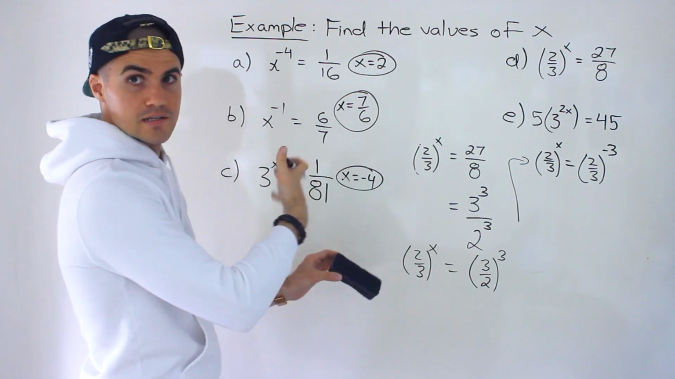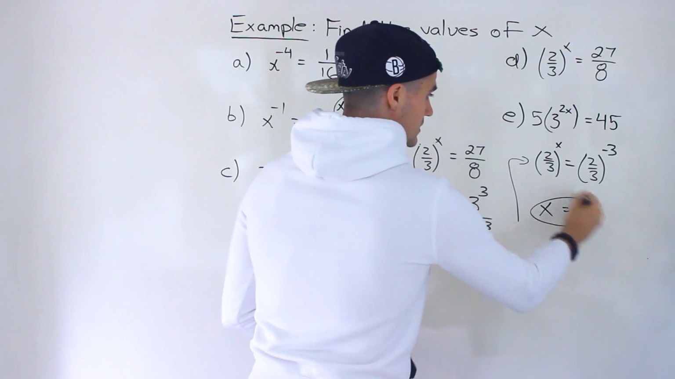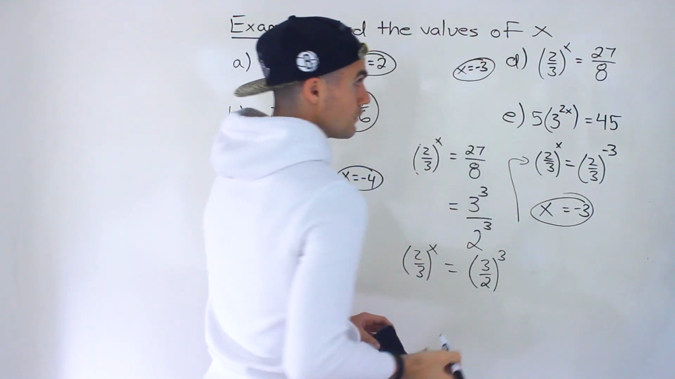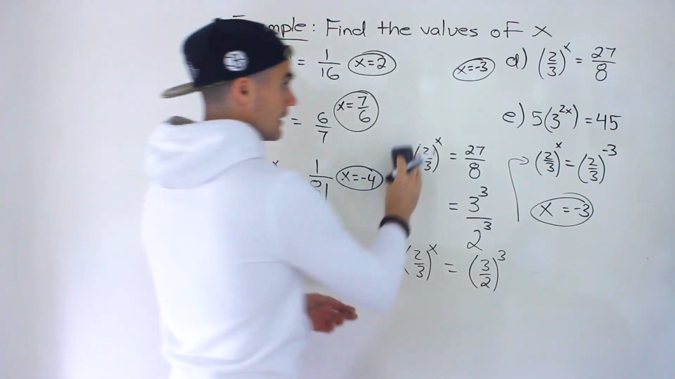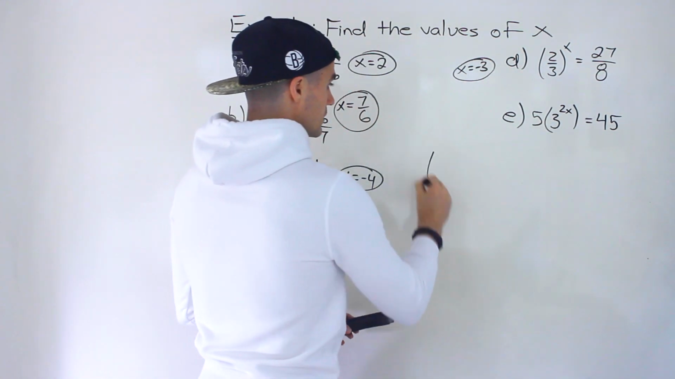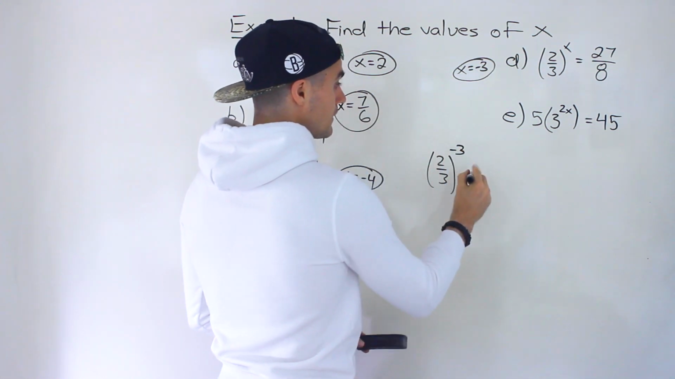And then from here, same base, we could tell x is just equal to -3. So that ends up being the answer for part D. And again, you could take your answer and do a quick check. So let's do 2/3 to the power of that x value that we got, -3.